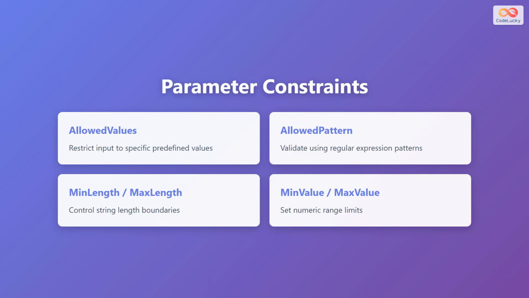CloudFormation provides several constraint properties to validate parameter input before stack creation begins. Allowed values restricts input to a specific set of predefined options, perfect for environment types or instance sizes. Allowed pattern uses regular expressions to validate that input matches a specific format, like email addresses or IP addresses. Min length and max length control the length boundaries for string parameters, ensuring strings aren't too short or too long. Min value and max value set numeric range limits for number parameters. These constraints catch errors early and prevent invalid configurations from being deployed.